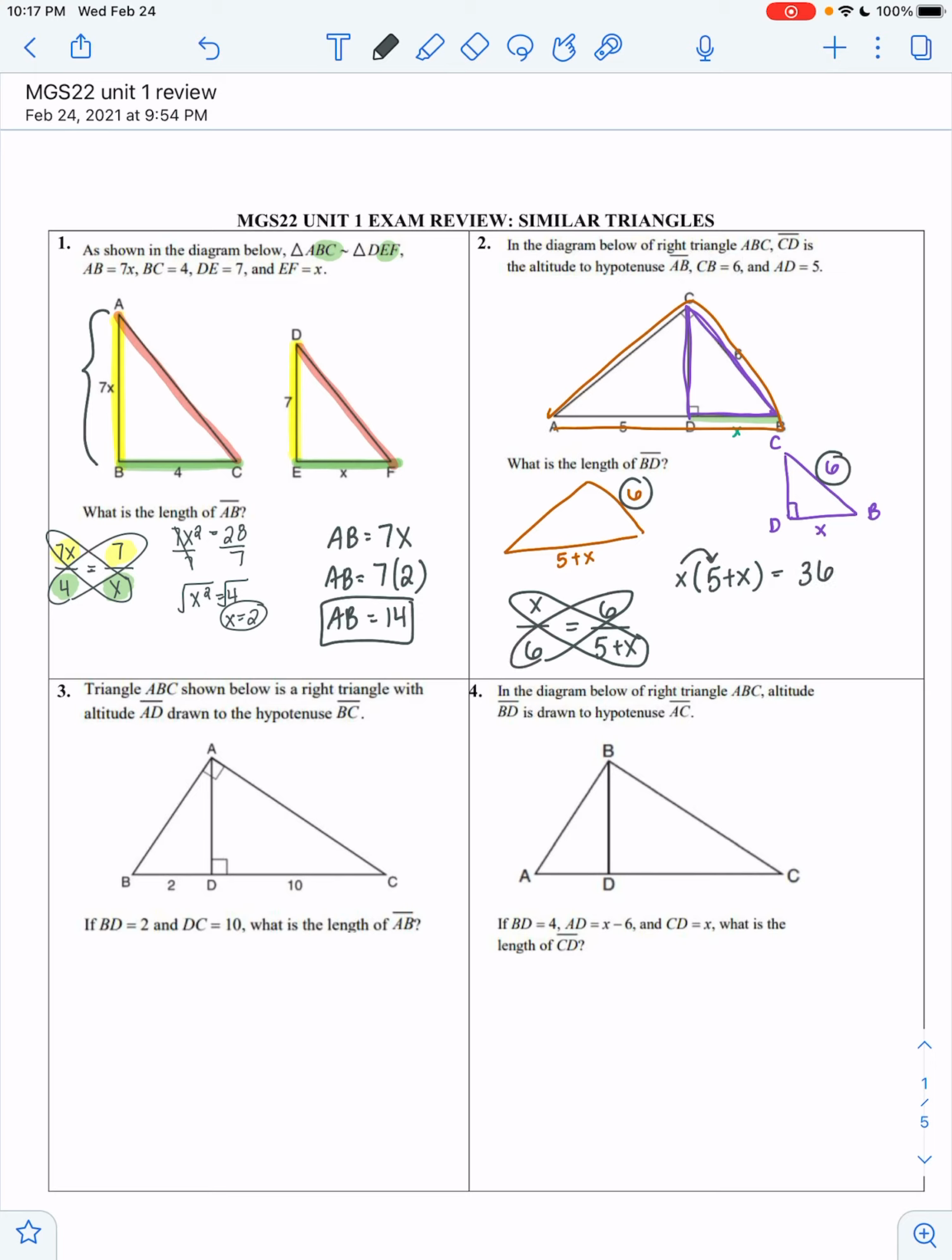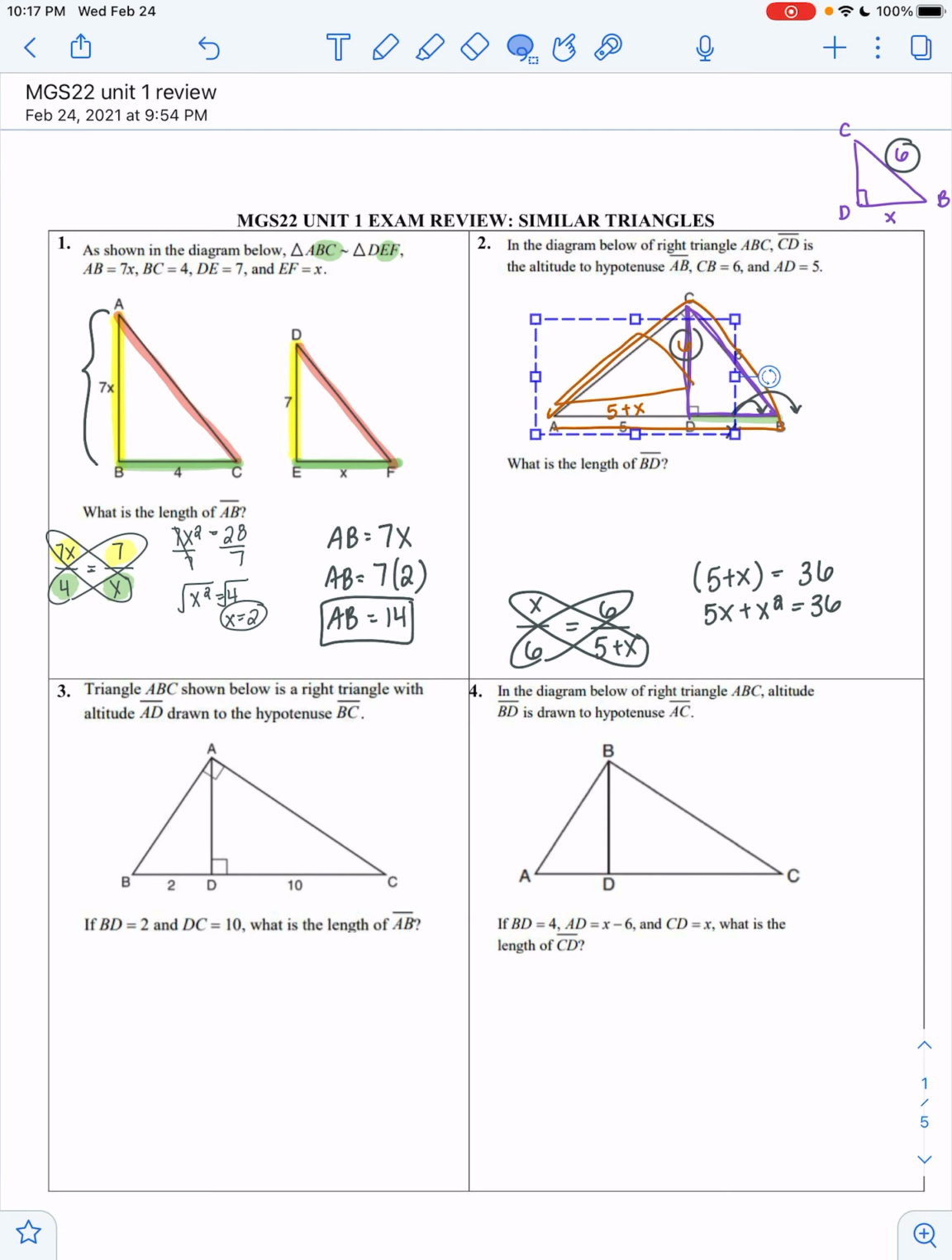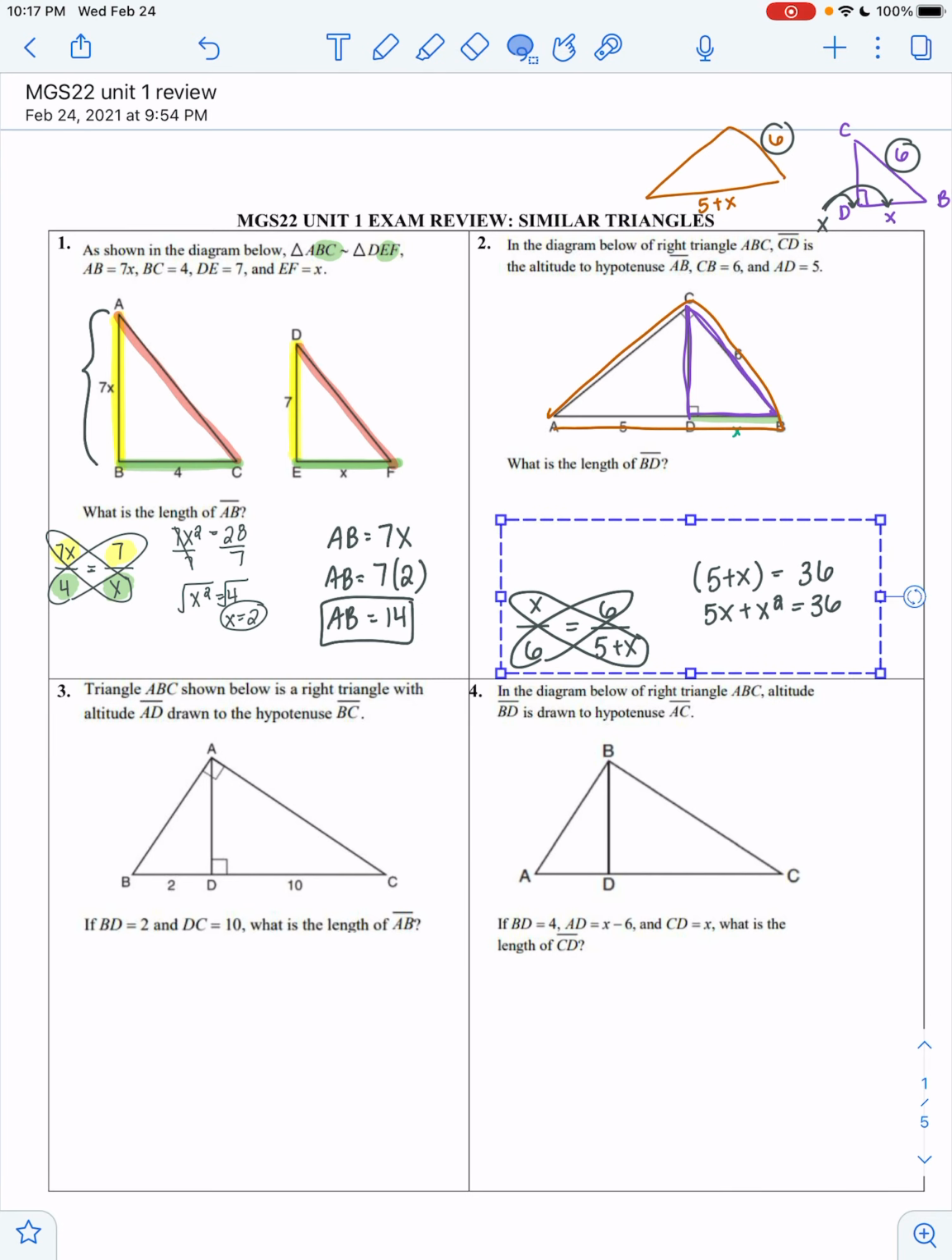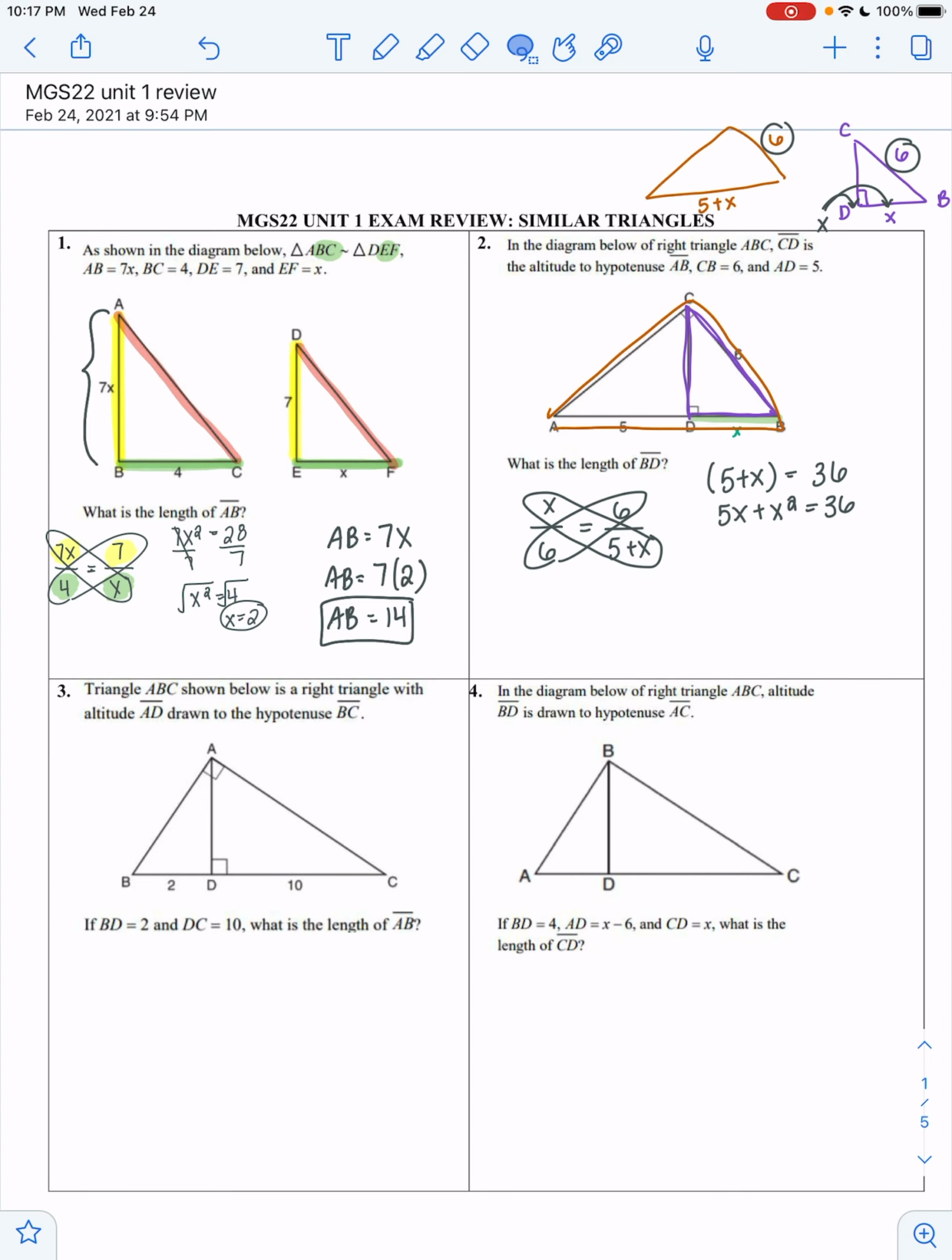So let's distribute. This is 5x plus x squared equals 36. We have a quadratic equation. So what we want to do is set this equal to 0, right? Let me rewrite this. Minus 36 on both sides. And we end up getting 5x plus x squared minus 36 is equal to 0.